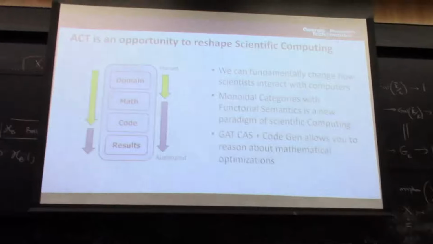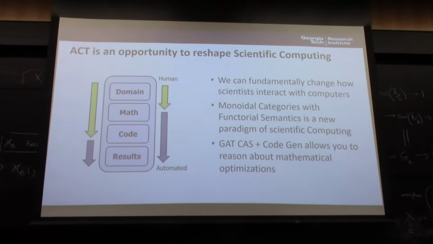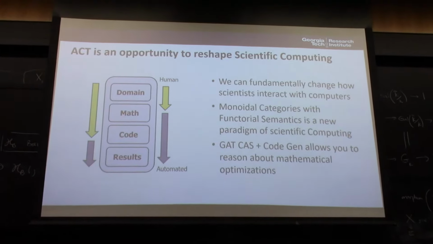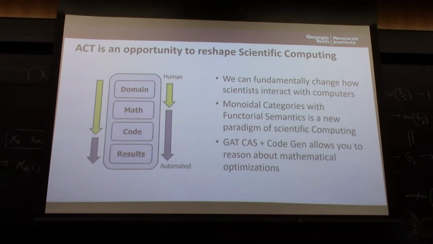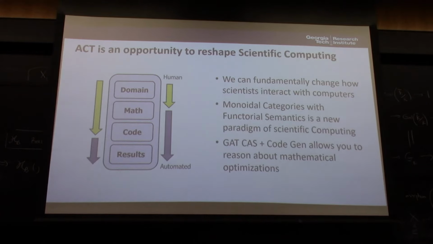So I think that applied category theory is an opportunity to fundamentally reshape scientific computing. The current pipeline of how math gets implemented on computers to do science goes from domain understanding to math to code to results, going down. And at each step, there's a manual process of understanding the physics or the biology, and then making a mathematical model, and then writing code that solves that mathematical model. And then you hit code, and compilers create executables, and then you run those executables and you get answers.